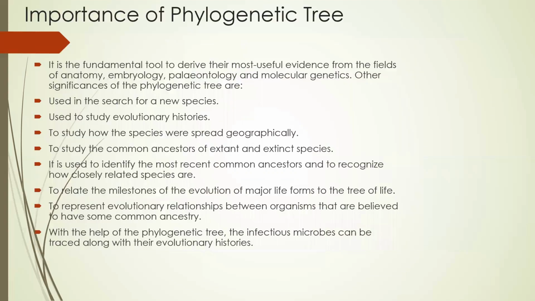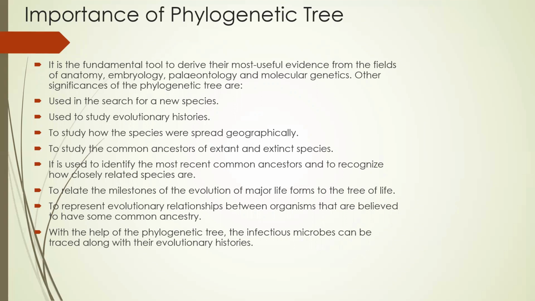So what is the importance of the phylogenetic tree? It is a very fundamental tool to derive the most useful evidence from the fields of anatomy, embryology, paleontology, and molecular genetics. Other significances include: it is used in the search for new species, in order to study the evolutionary history, in order to study how species were spread geographically, and to study the common ancestors of extinct species.